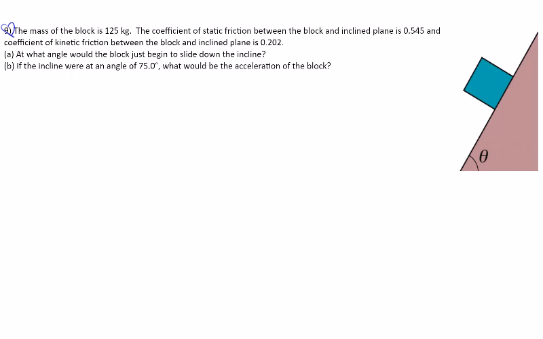They tell us what static friction is, this 0.545, and they tell us what kinetic friction is, this 0.202. So for the first question, part A, you really don't have to do anything with kinetic friction. It says, at what angle would the block just begin to slide down the incline? So this is that situation where we increase this angle until the block starts to slide. And if you remember, we went through the process of finding the angle at which that happens.